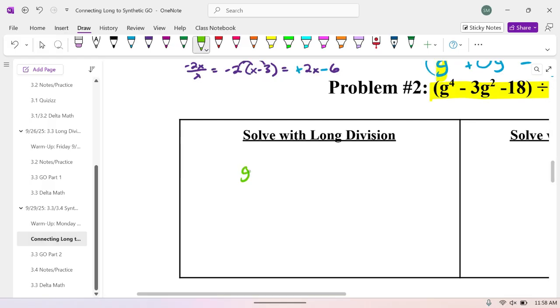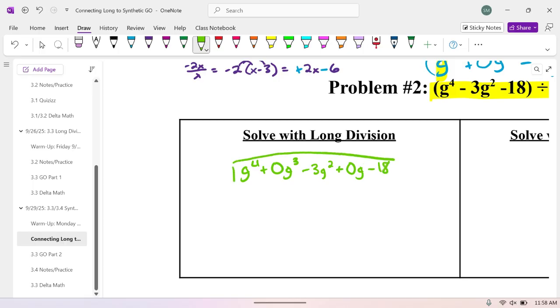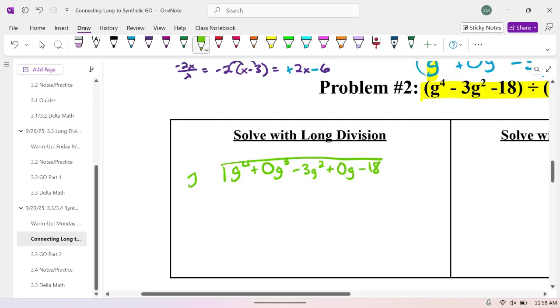So let's do g to the 4th plus 0g cubed minus 3g squared plus 0g minus 18. And it's all going to be divided by g minus 2. All right. So, Mackenzie, pick someone. Pick someone who's going to start us off.